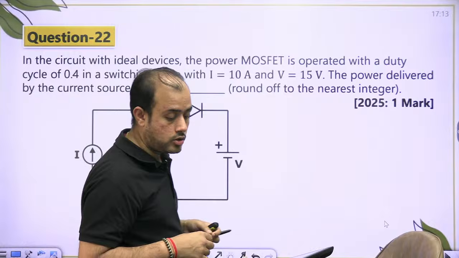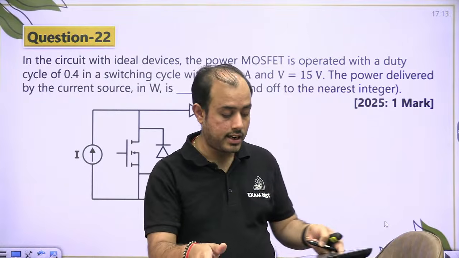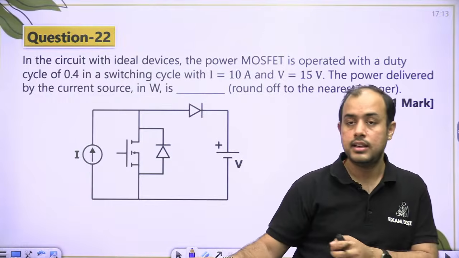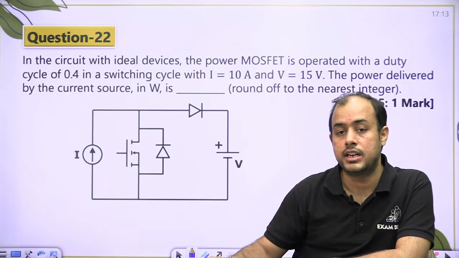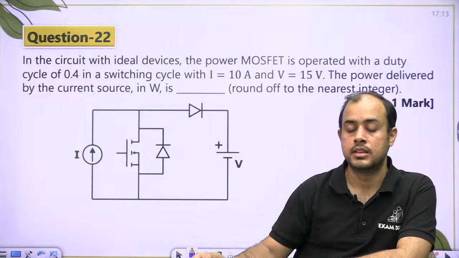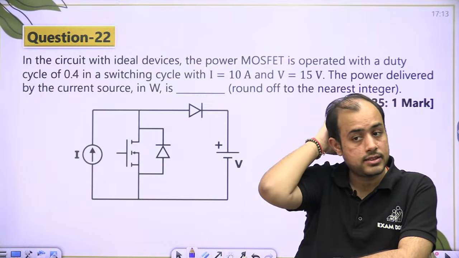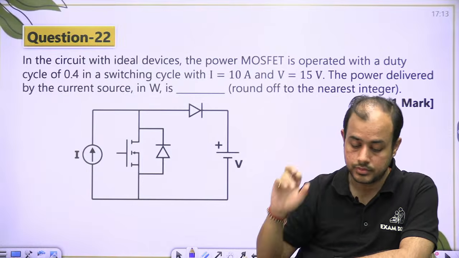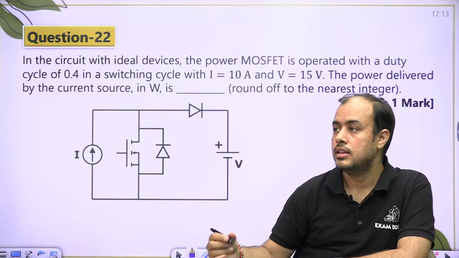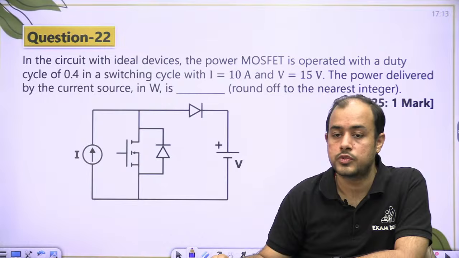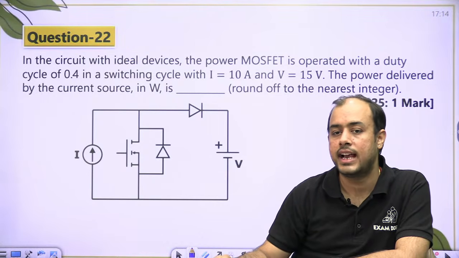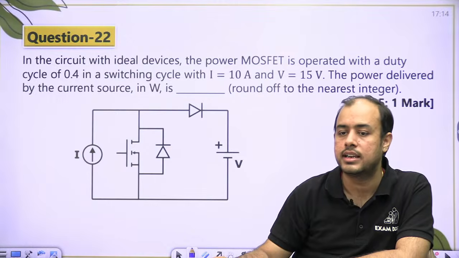Power MOSFET is operated with a duty cycle of 0.4. I is 10, V is 15. What is the power delivered by the current source? कितना पावर करंट सोर्स से आएगा बताइए. So power of a current source will be V average into I. Try to find the average voltage across the current source.